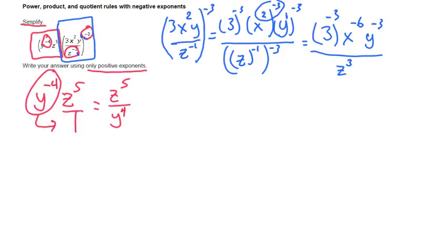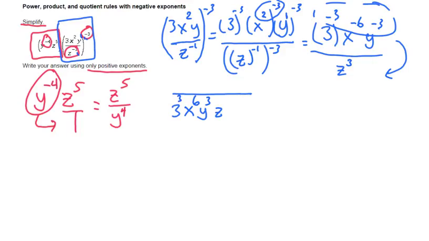Now that I've done this, there's all sorts of negative exponents here, and I'm going to have to do something about those. Each of those negative exponents can be rewritten as 1 over that expression, so they all can be moved down here to the denominator. So that's going to be, in the denominator, 3 to the third power, x to the sixth power, y to the third power, z to the third power. There's nothing left in the numerator, so there's just 1.